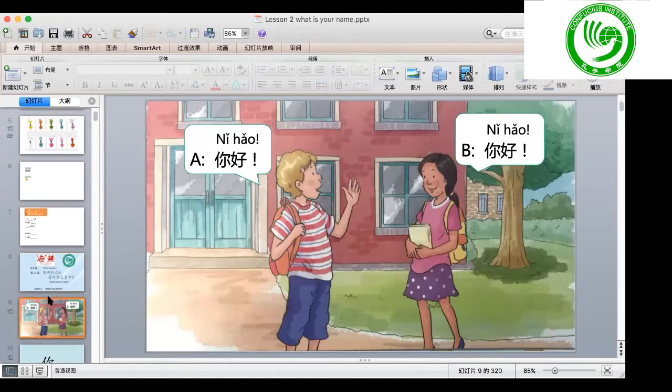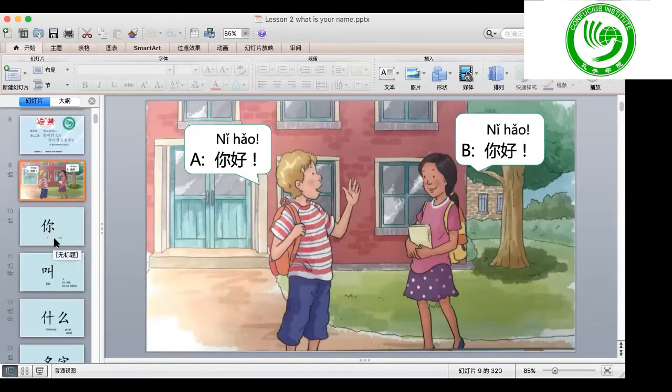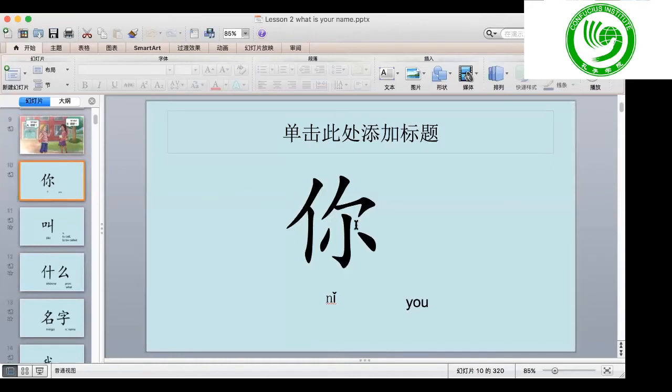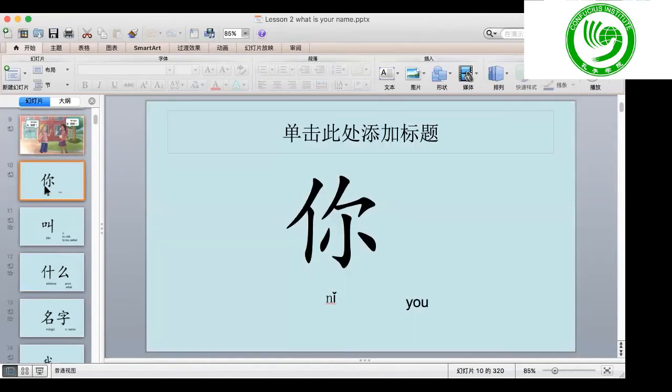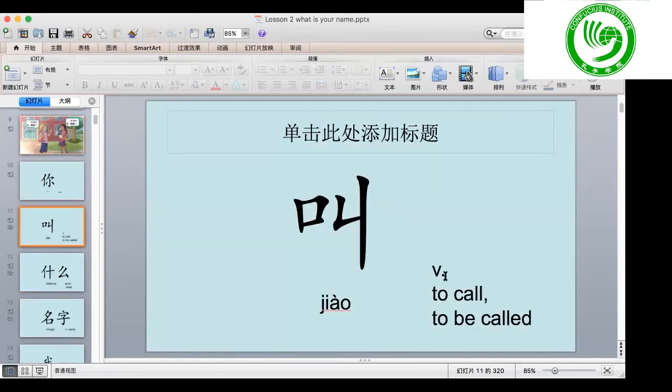Now let us continue to learn these. So let us look at the new words first. The first one, 你, 你, 跟我读, follow me, 你, means you. 你好, we have learned this already, right? So 你好 means hello. If I translate character by character, it is you good. That is hello. So 你 is you.